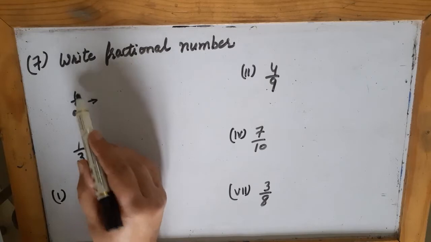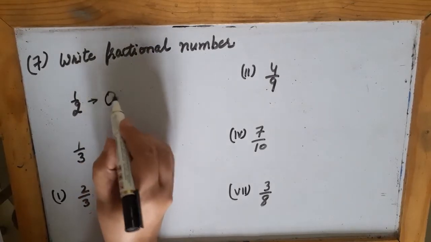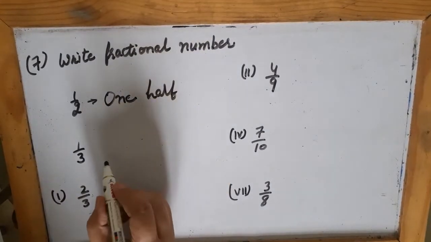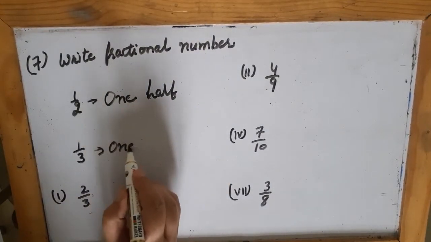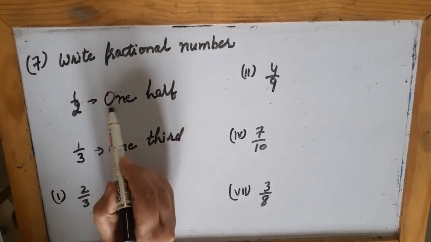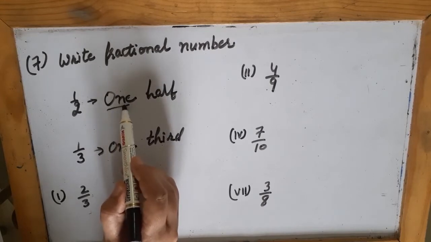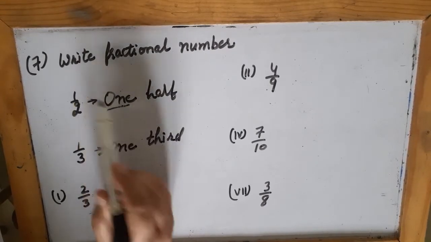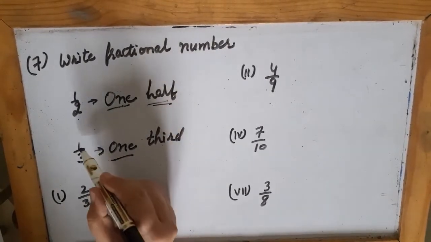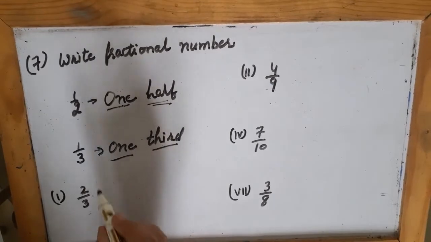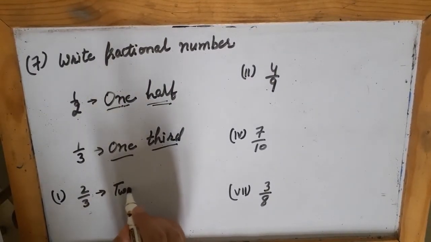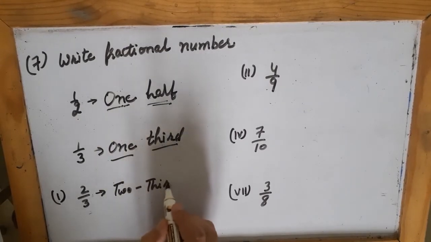So what you will write as 1/2, you will write this as one half, and this you can write as one third. The first word represents the numerator, and the second word represents the denominator. The first is for numerator and the second is for denominator. Now how you will write 2/3? So you will write this as two thirds. 3 I told you to write as third.